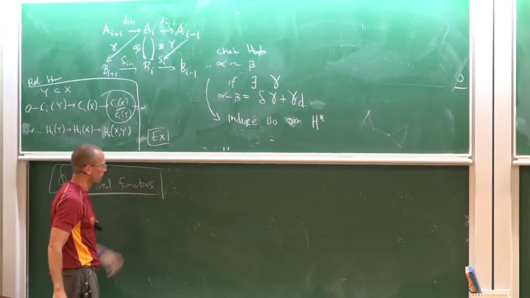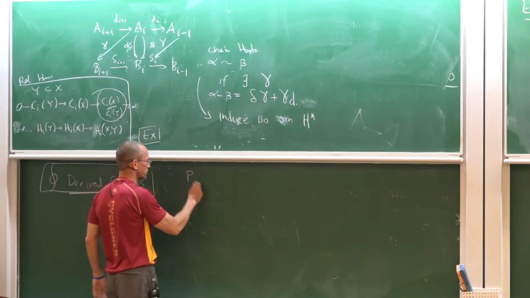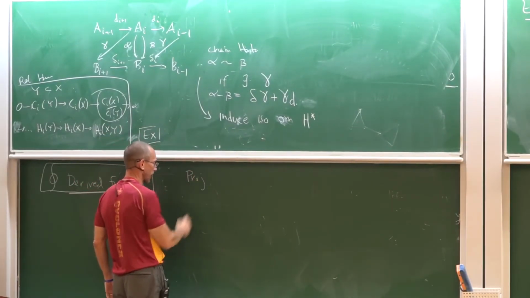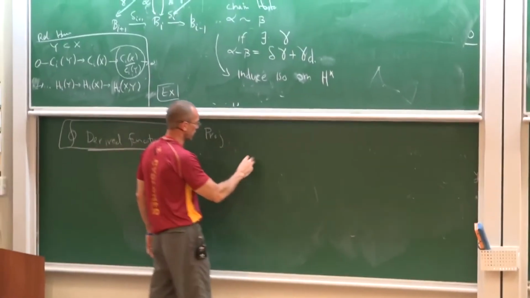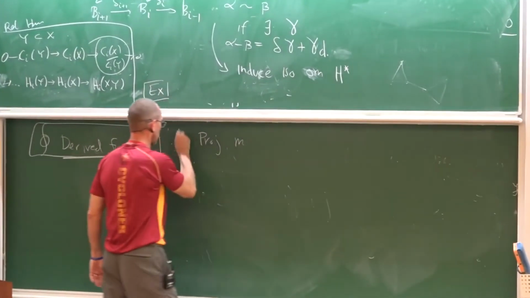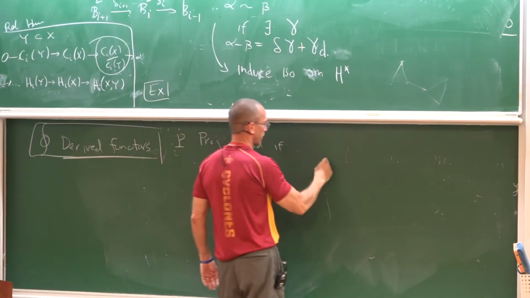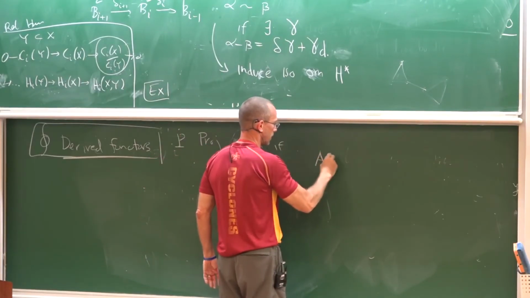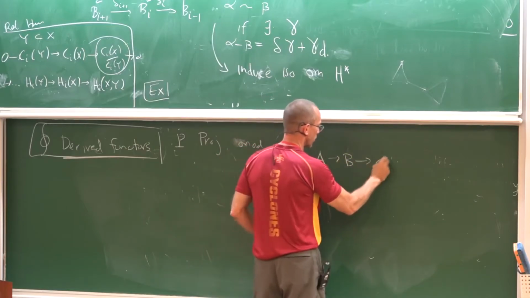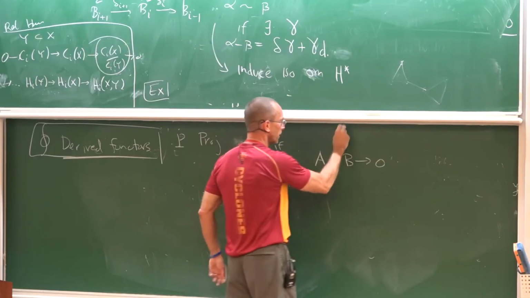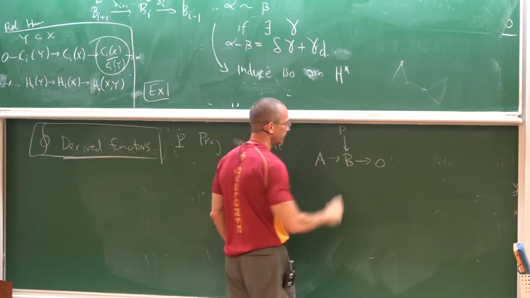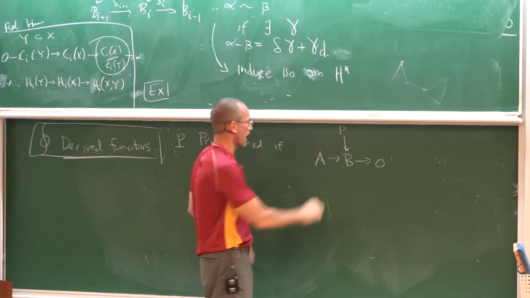So the first thing I need to remind you of is definitions of projective objects and injective objects. For us, remember, we're in the category of modules. And so a projective module P is a projective module if anytime I have something that looks like A goes to B goes to 0, this means this is a surjection, and I have a map from P to B, then I can factor the map.